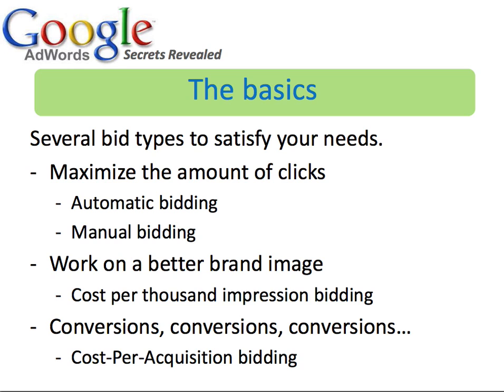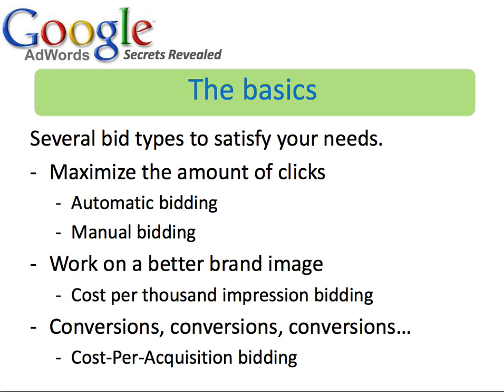Another goal you could have is to get a better brand image value for your business. And in order to do that, you need to apply a cost per 1,000 impressions bidding. So this means that basically you pay Google every 1,000 views of your advertisement. This technique is only used on the display network and cannot be applied on the search network.